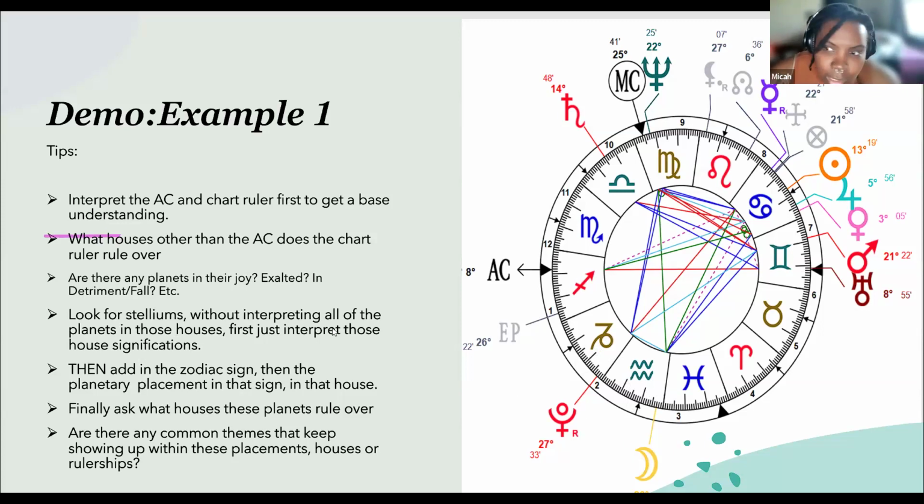So I'm moving on. Look for any stellium. So we have a stellium in the 8th, because we have 3 planets. A stellium is going to be 3 or more planets. So we have 4 planets in the 8th. Also Mercury is retrograde, so there's some sort of reworking of what it means to take from others to nurture ourselves. Should we be taking those things, or should we not?